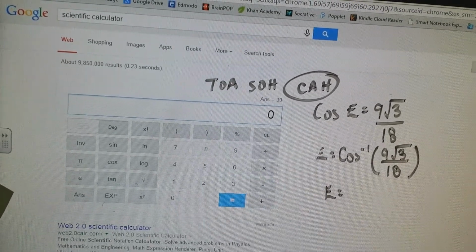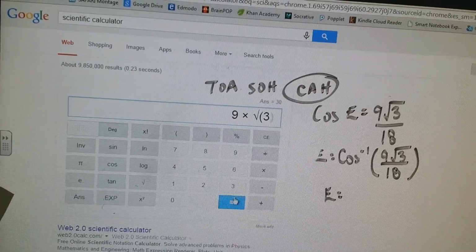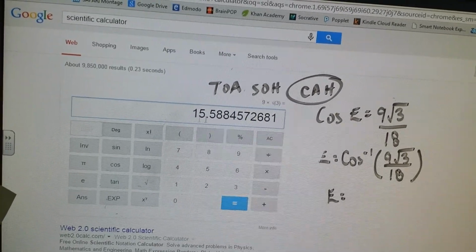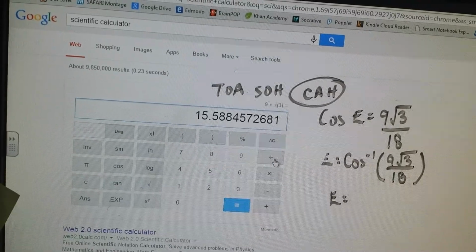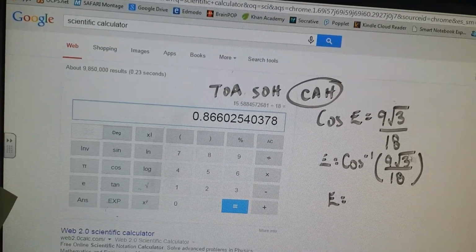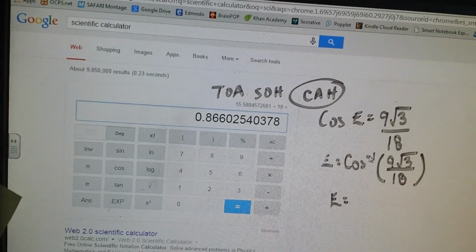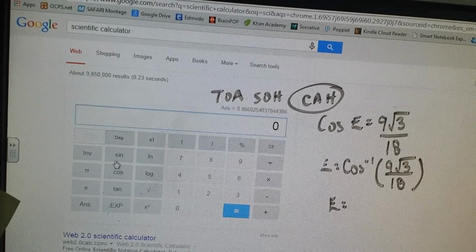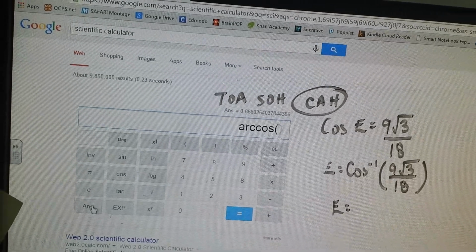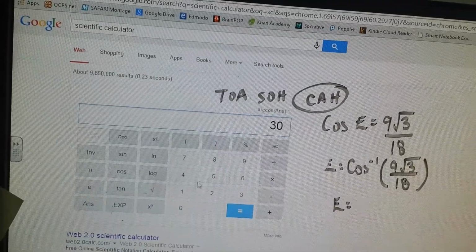So 9 times radical 3 equals, so this whole number, we're going to divide it by 18 equals. So in the parentheses right now, I have 0.866 and so on. So now I need to take the inverse cosine of that. So inverse cosine of my previous answer equals 30. So it's still the same thing.